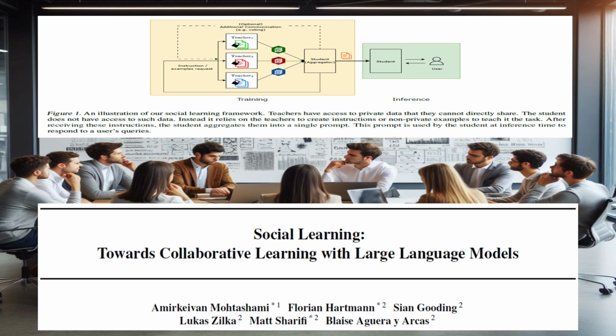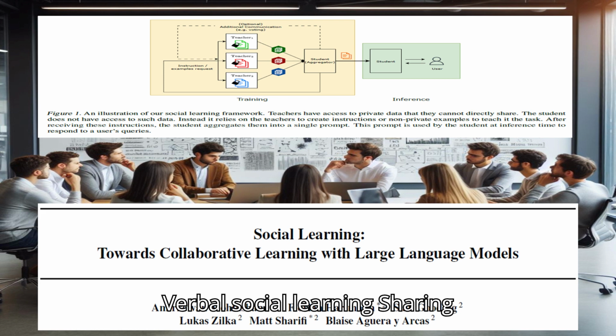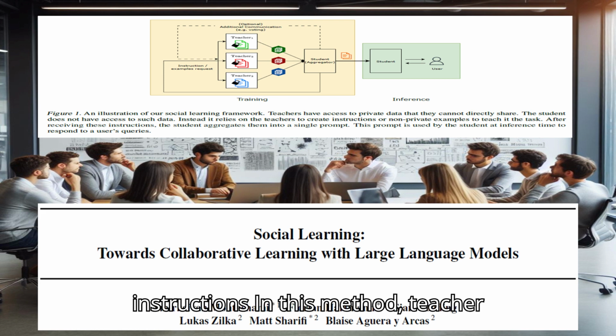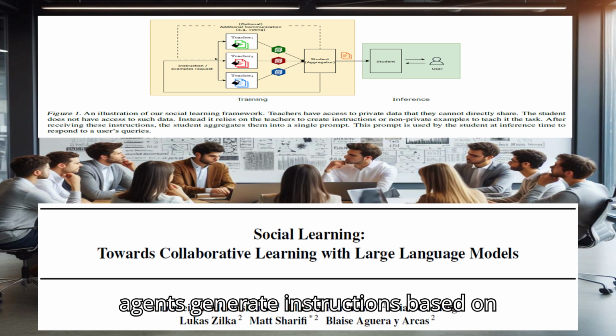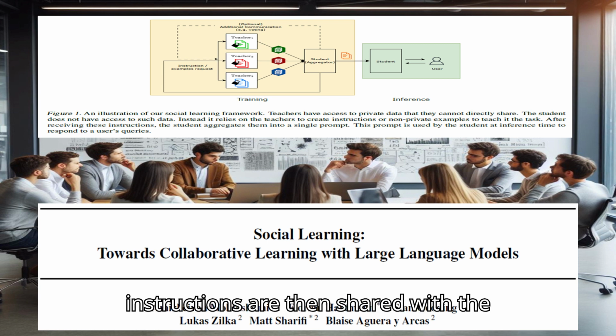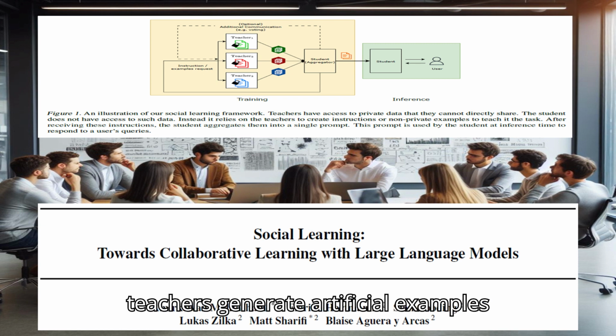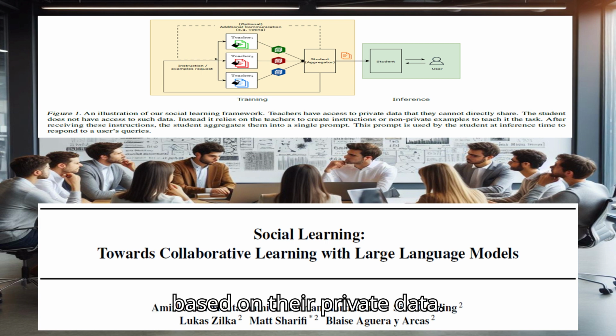Methods. Two primary methods were evaluated. Verbal social learning, sharing instructions. In this method, teacher agents generate instructions based on their private data. These instructions are then shared with the student, who integrates the instructions into its prompt. Live models, sharing examples. In this method, teachers generate artificial examples based on their private data. These examples are then shared with the student, who integrates them into its prompt.